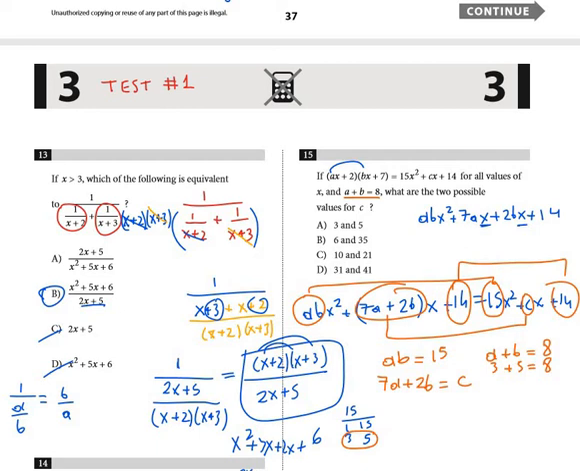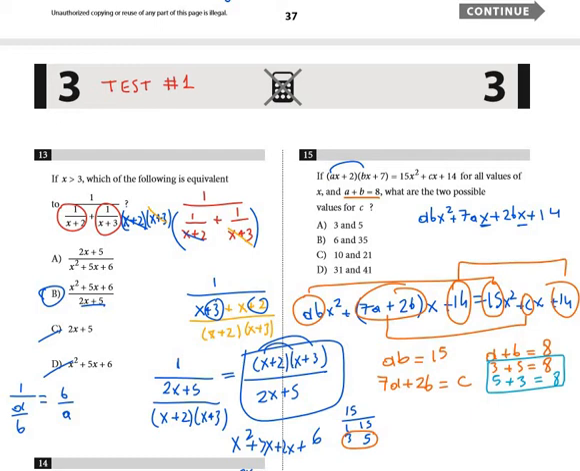However, we don't know if a is 3 or b is 3, so 5 plus 3 is also an option. Either a is 3 or 5, or b is 5 or 3. Now we're going to use both combinations.